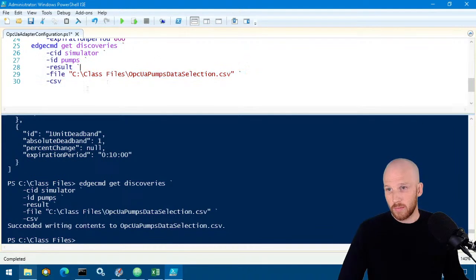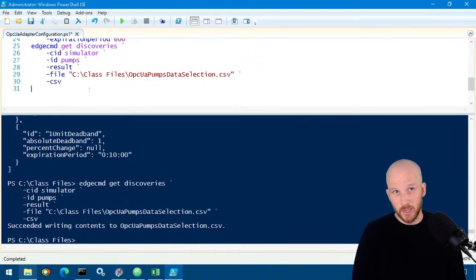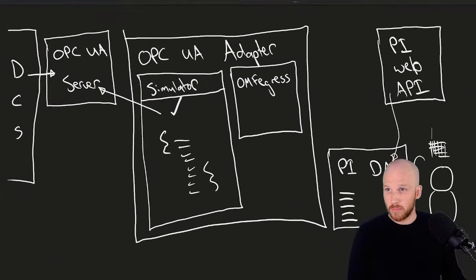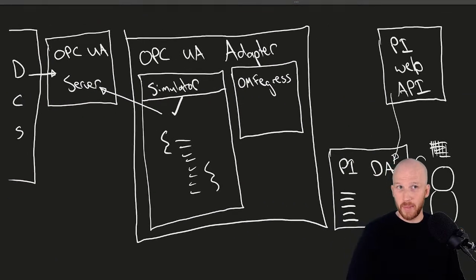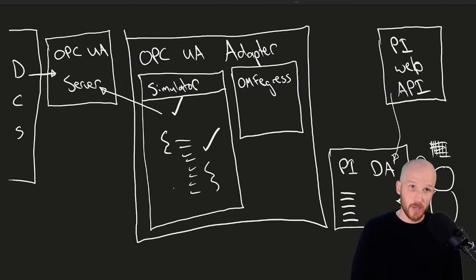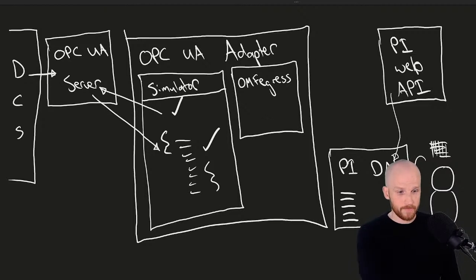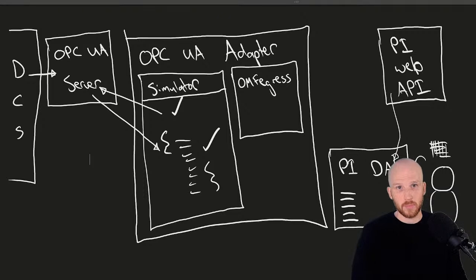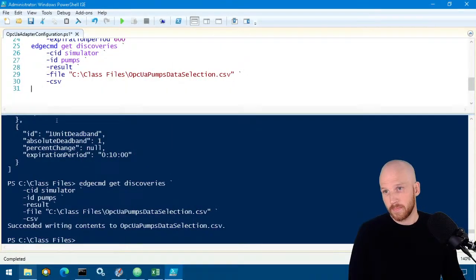And once I've got that saved, I can set the data selection of my adapter. This will give my adapter a big list of tags, then say, yep, I want you to start reading from all these tags. So then it'll start reading data from the whole list. And then once we configure an egress, send it out. Right.